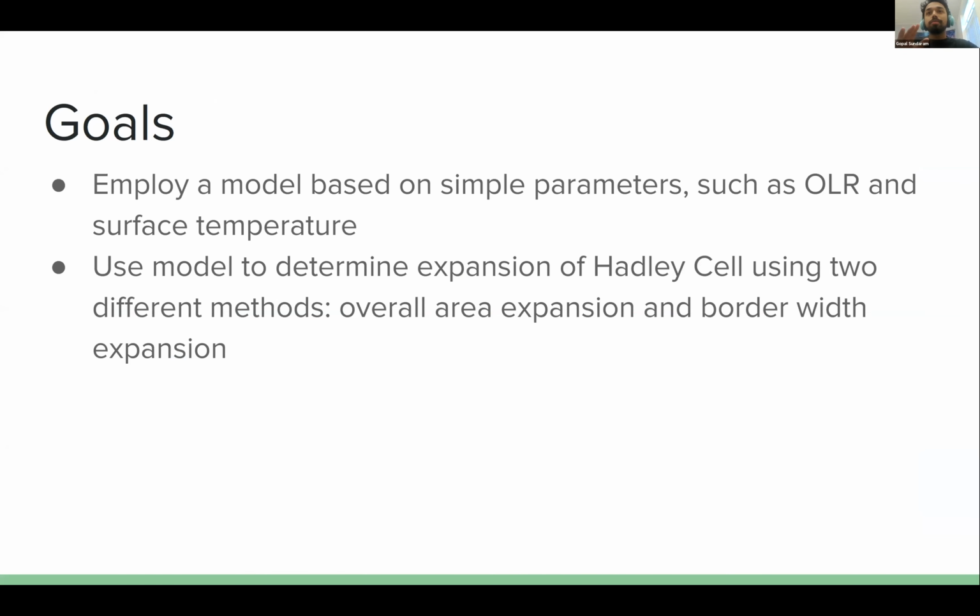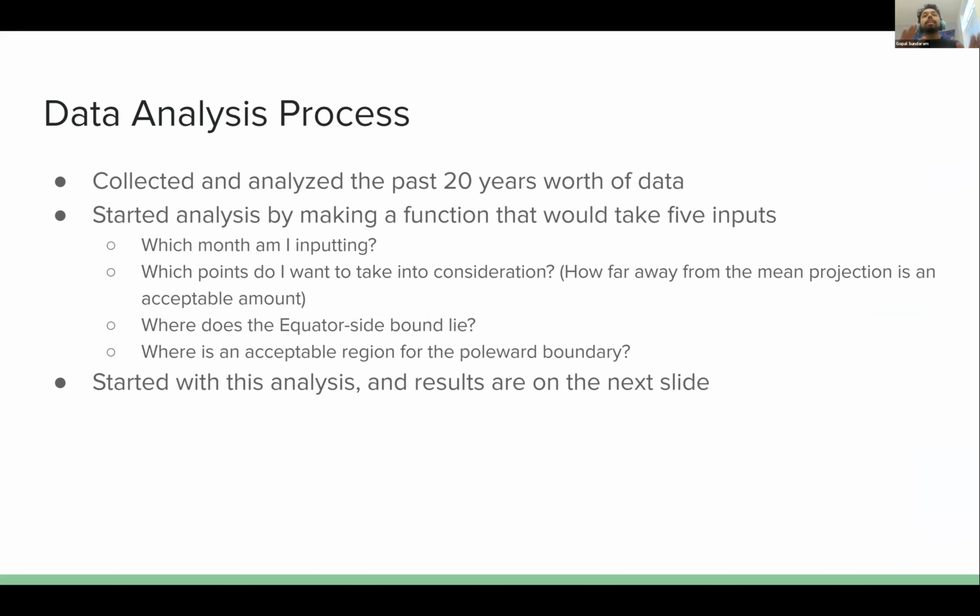So really, the goal of what I was trying to do is employ a model based on those simple parameters, OLR and surface temperature, and then use that model to determine the expansion of the Hadley cell using two different methods: overall area expansion and border width expansion. So with that in mind, I set out to find those goals. I started with the border width expansion. I collected and analyzed the past 20 years' worth of data.